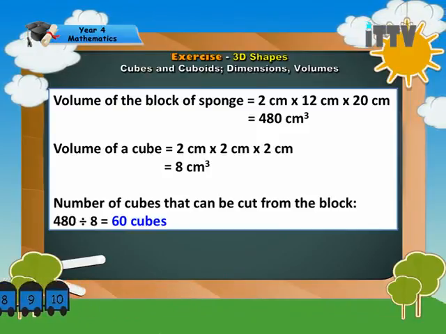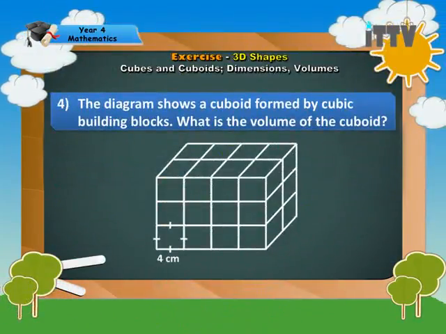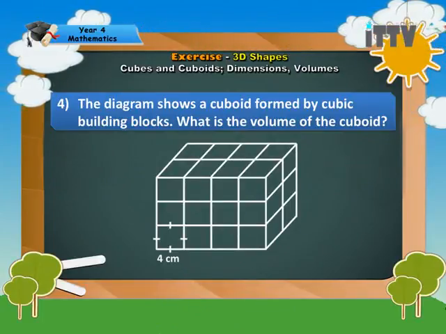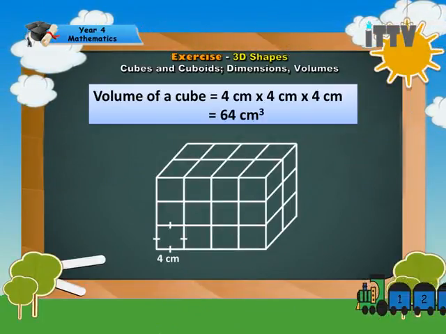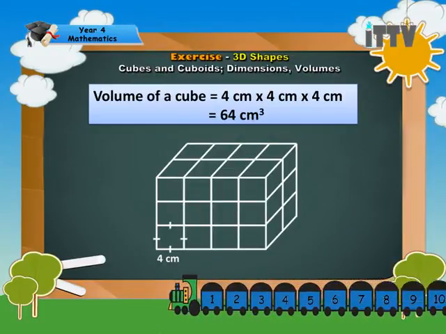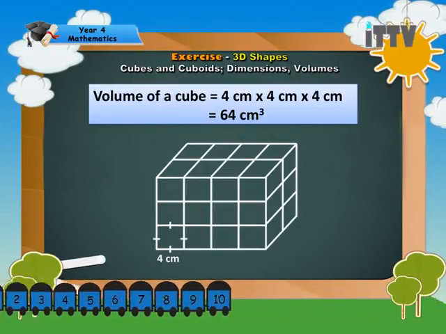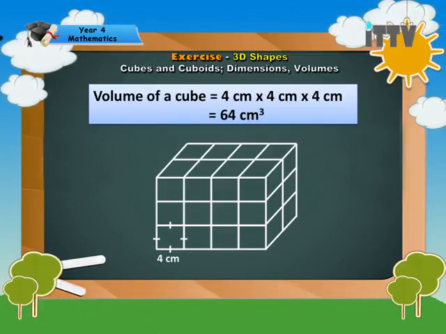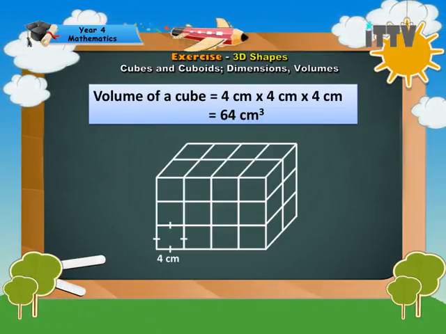That is our answer. Number 4, the diagram shows a cuboid formed by cubic building blocks. What is the volume of the cuboid? Now, let's find out the volume of 1 cube first. 4 centimeters times 4 centimeters times 4 centimeters, right? The length, breadth and height are the same. So the volume is 64 cubic centimeters.